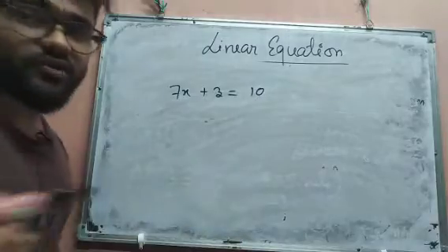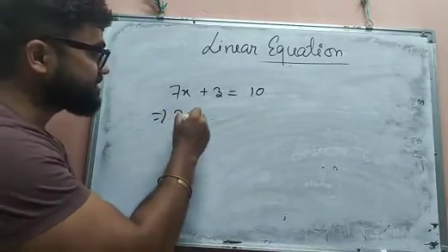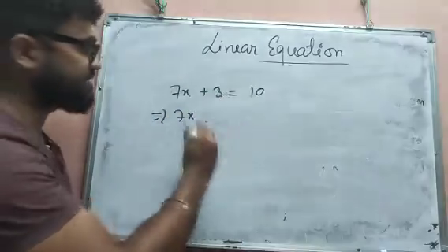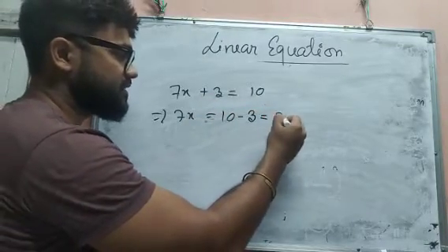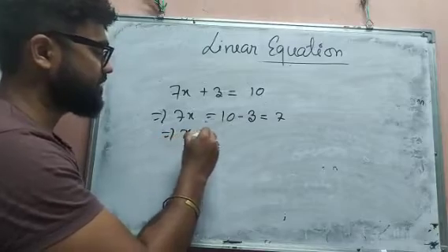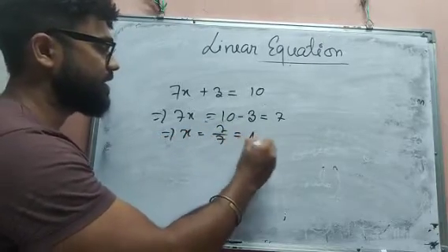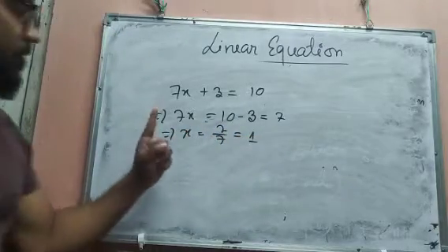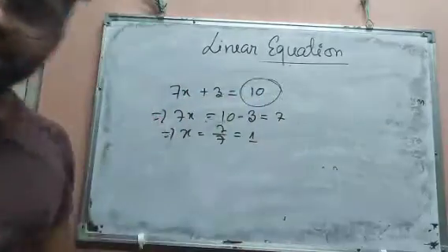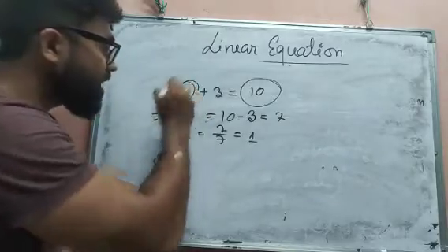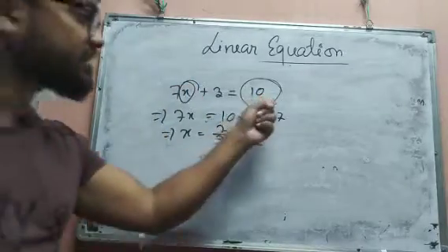Okay, so if we are going to solve it, we transpose the 3 to the right hand side. It is here plus, so it becomes minus. So we will get 7x equal to 7, and the x value will be 7 by 7 equal to 1. That means for x value 1 we will get the right hand side 10.